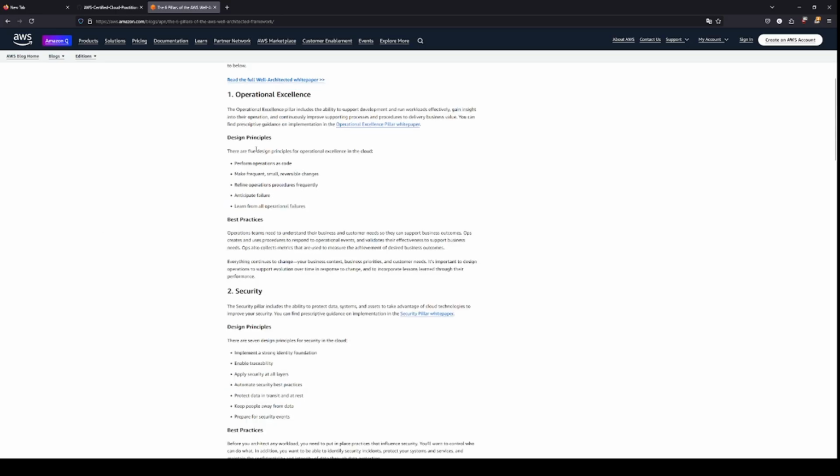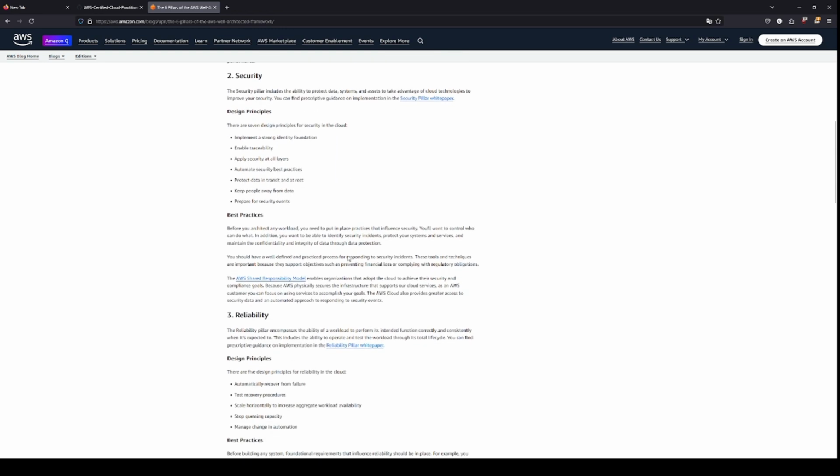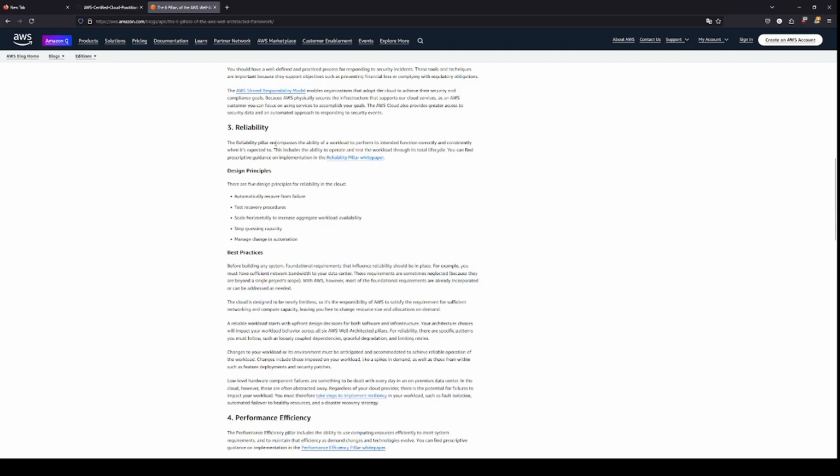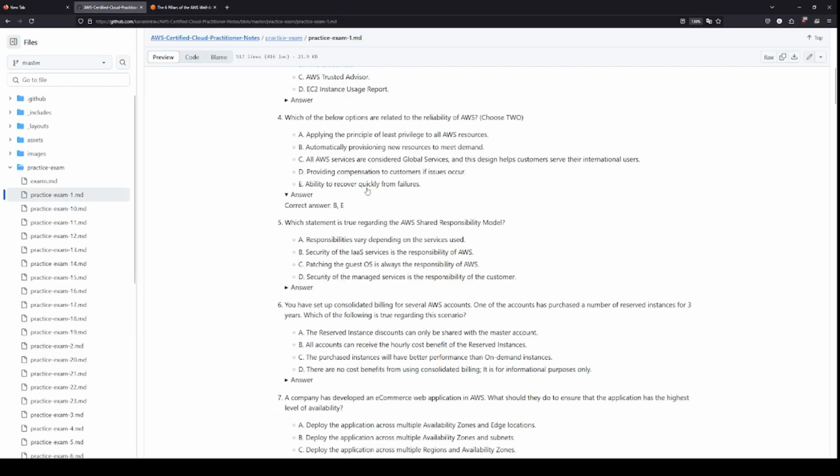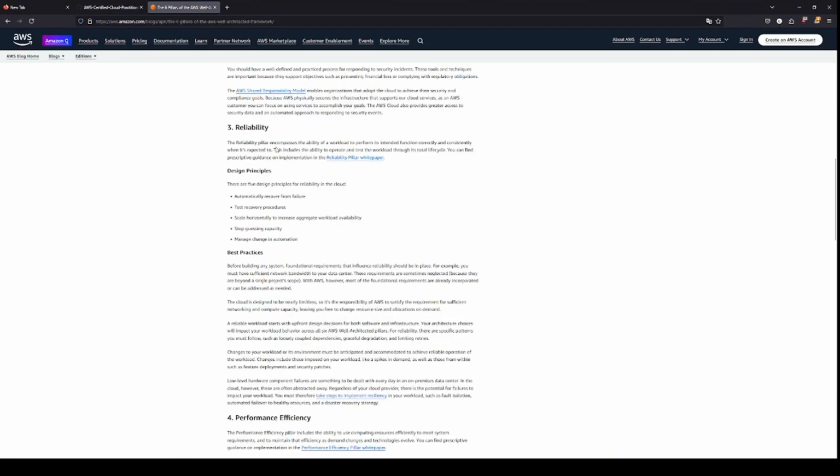So design principles. There are 5 design principles. So you're going to perform operations as code, make frequent small reversible changes, refine operations procedures frequently, anticipate failure, and learn from operational failures. That's cool. We're going to skip by this guy. Reliability. So the reliability pillar, and this is what we were going over here, right? The reliability pillar encompasses the ability of a workload to perform its intended function correctly and consistently when it's expected to. This includes the ability to operate and test the workload through its total life cycle. You can find prescriptive guidance here on that white paper.